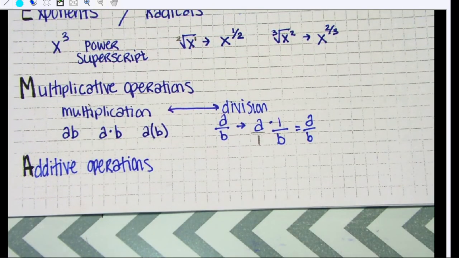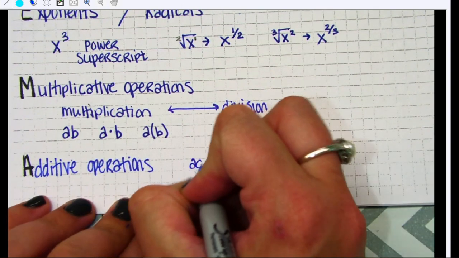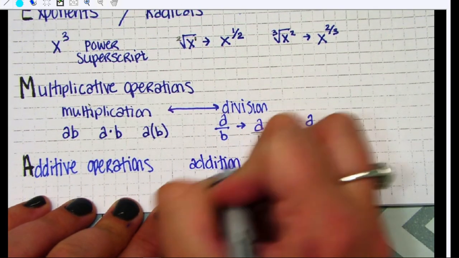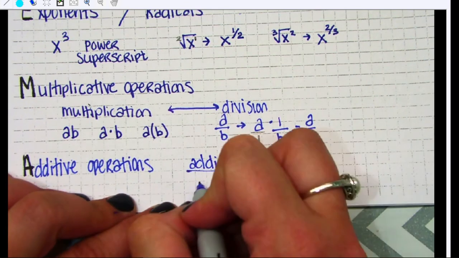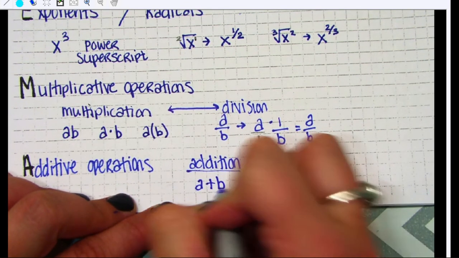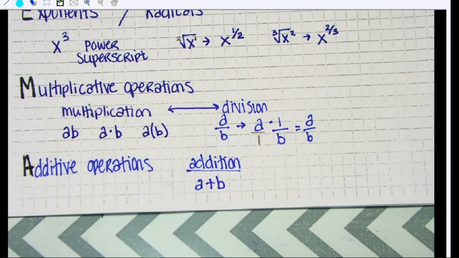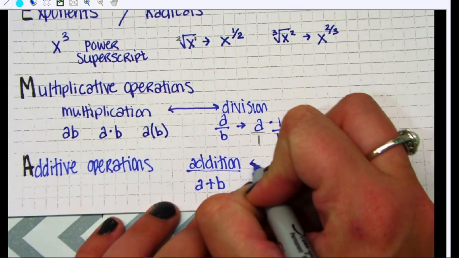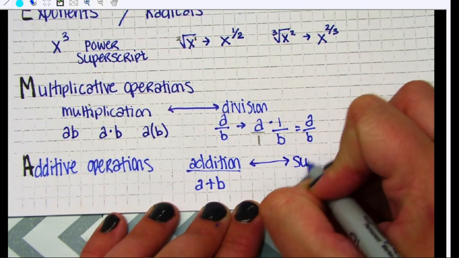So let's start with addition first. Addition would be like A plus B. Okay, we got a plus sign. A plus B. Addition also corresponds with subtraction. So addition can also be written with subtraction.